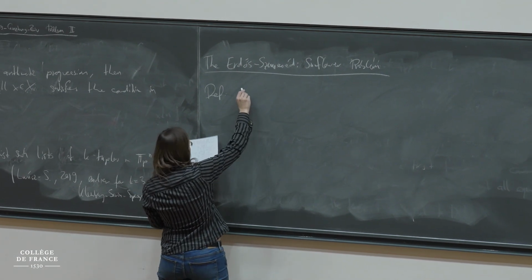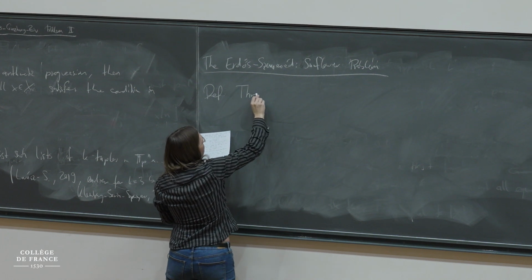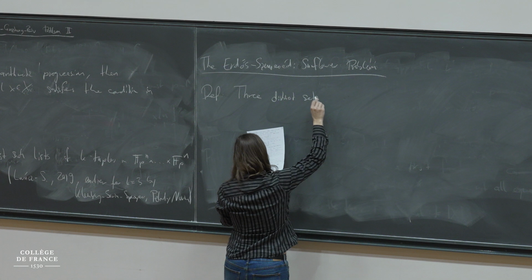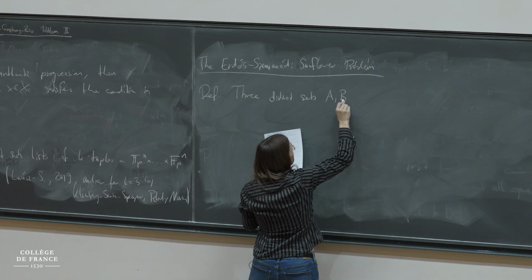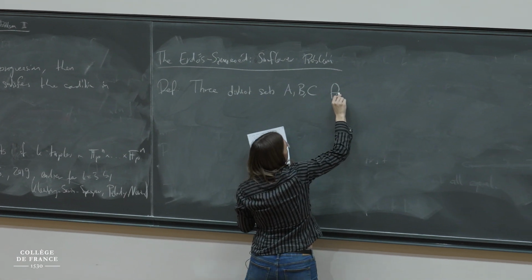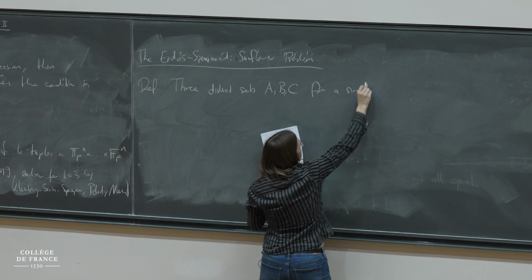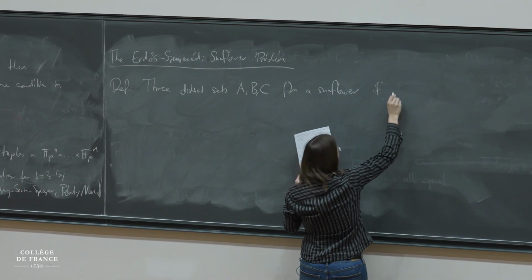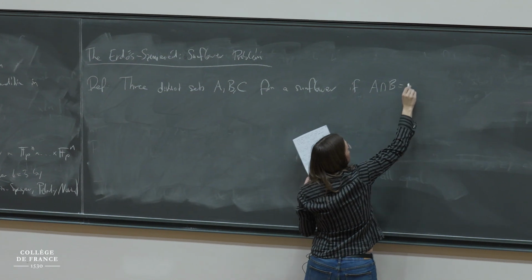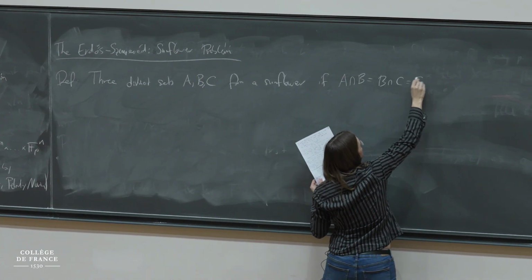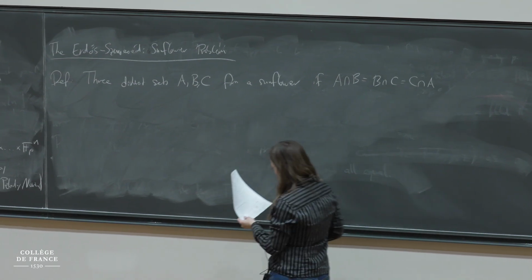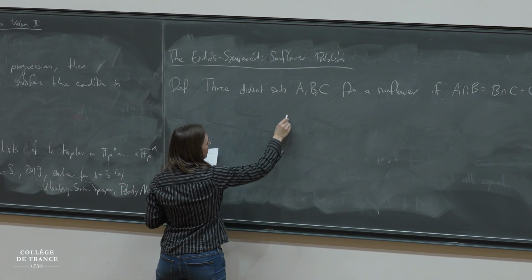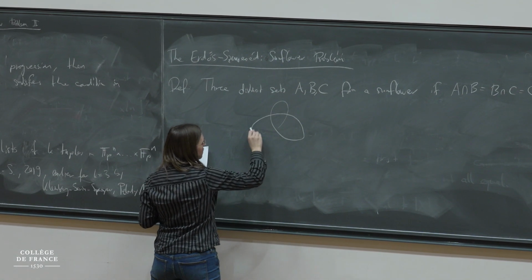So let me first define what a sunflower is. Three distinct sets A, B, C form a sunflower if A intersect B is the same as B intersect C is the same as C intersect A. So maybe it's easiest to understand this with a picture. So they form a sunflower if it somehow looks like this.